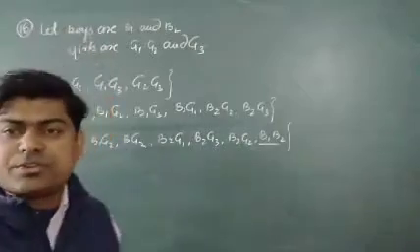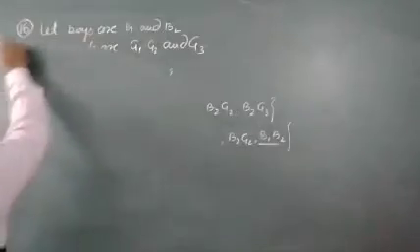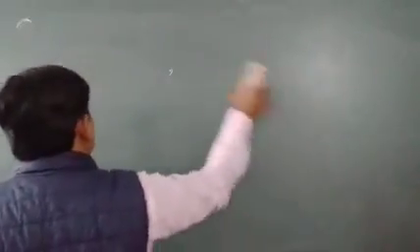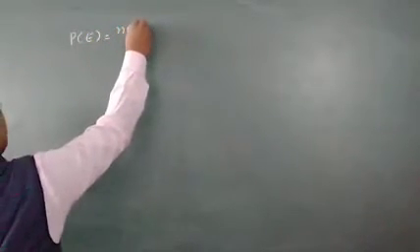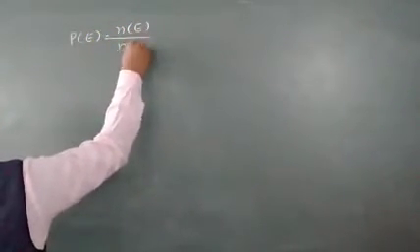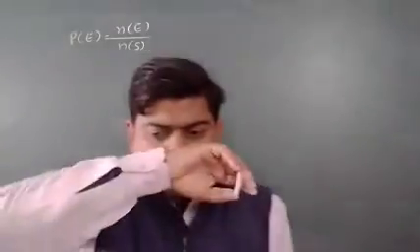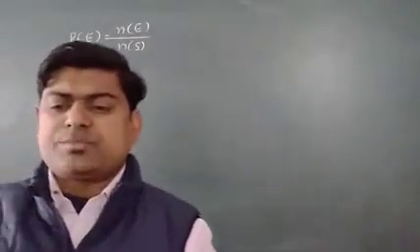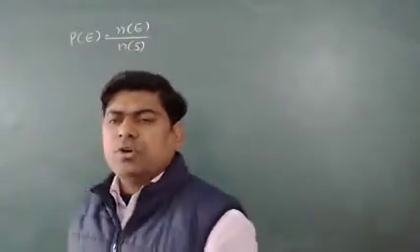Suppose the event will be represented by E. So the probability of E we have to find. It can be written as number of E upon number of S, where E is the set of the event, E is representing the event, and S is the sample space. Now, after knowing all these things, a few points are there that I want to discuss with you people.